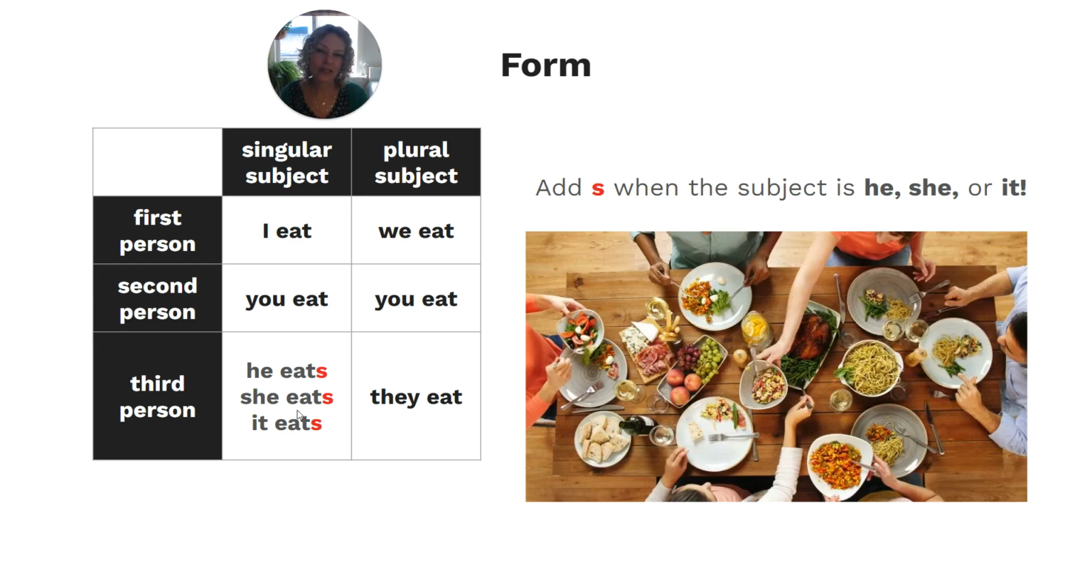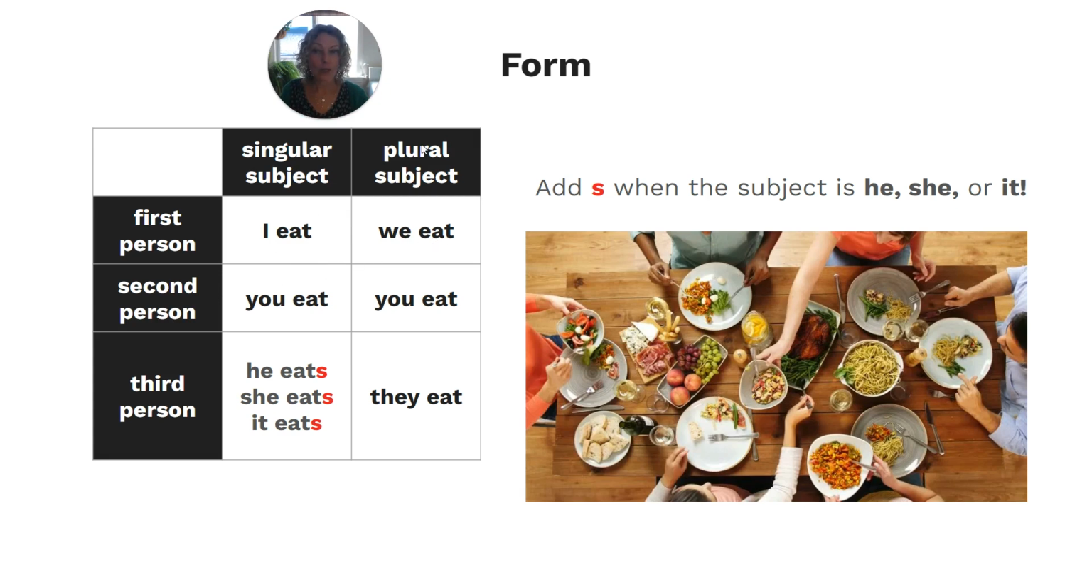Then we move into the plural subjects. So plural means more than one. So first person plural is we. So that's me and whoever else I'm with. And when we're talking about that group, it's we. And again, just the base form of the verb.